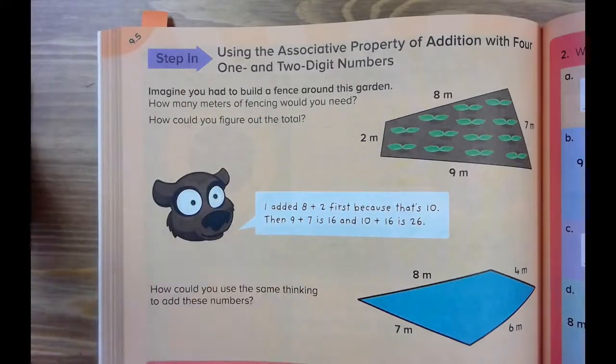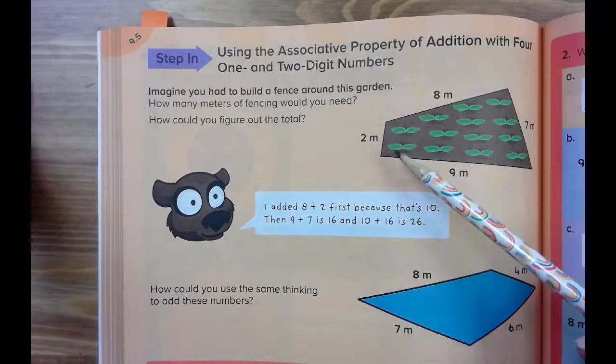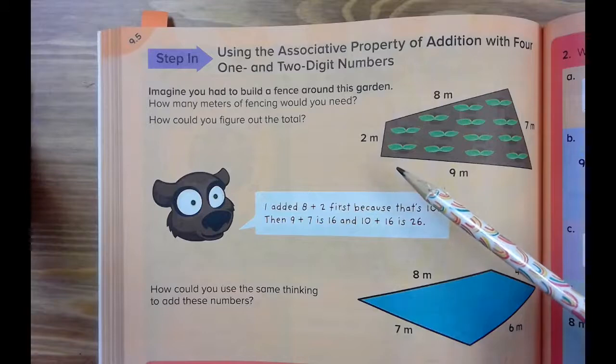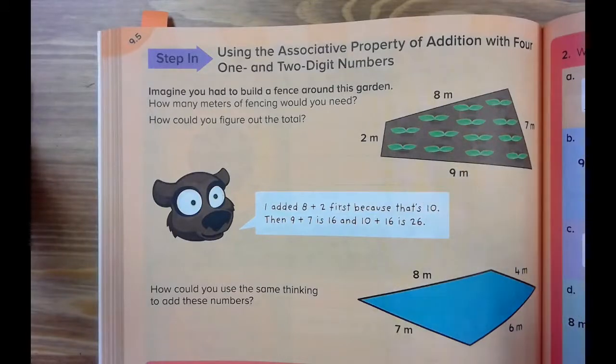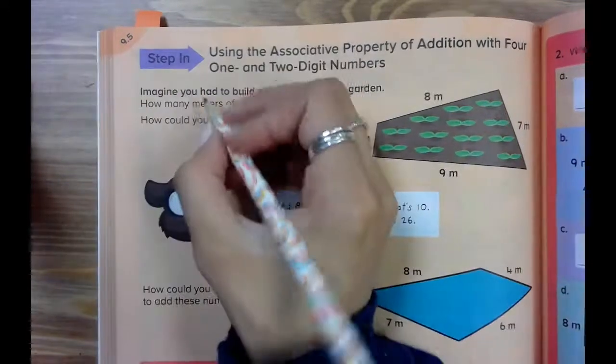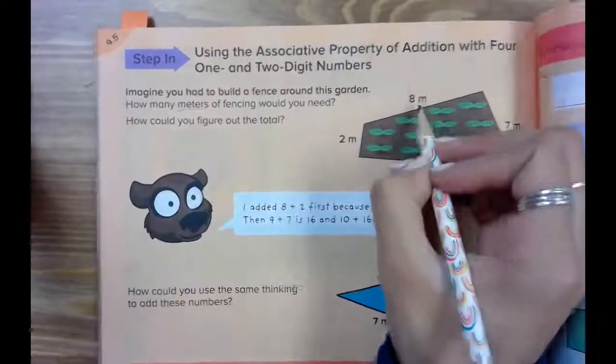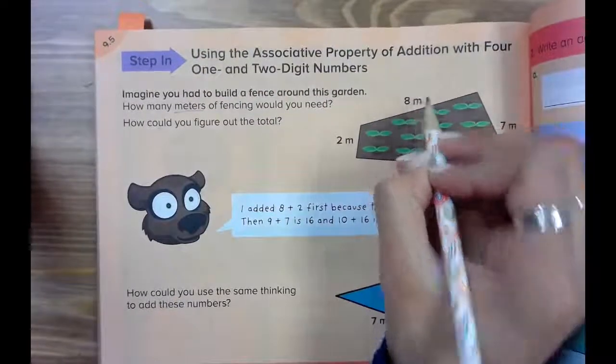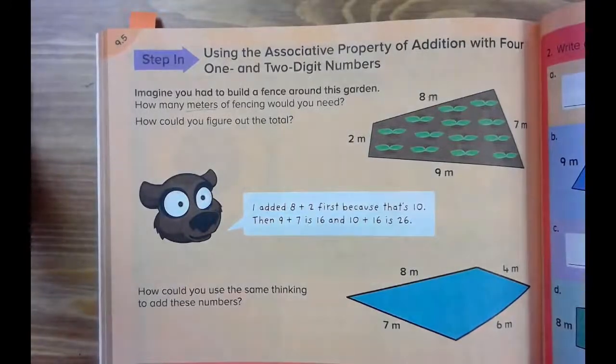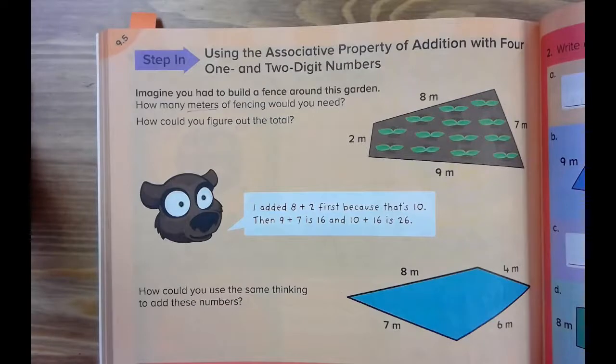It says, imagine you had to build a fence around this garden. How many meters of fencing would you need, and how could you figure out the total? So first off, let's talk about meters. The M here stands for meters. It's a unit of measurement. So we have feet, inches, centimeters, and we also have meters. Meters are going to be larger than those things.